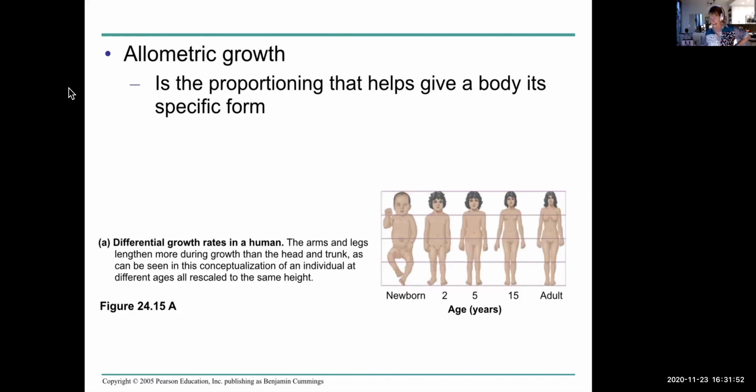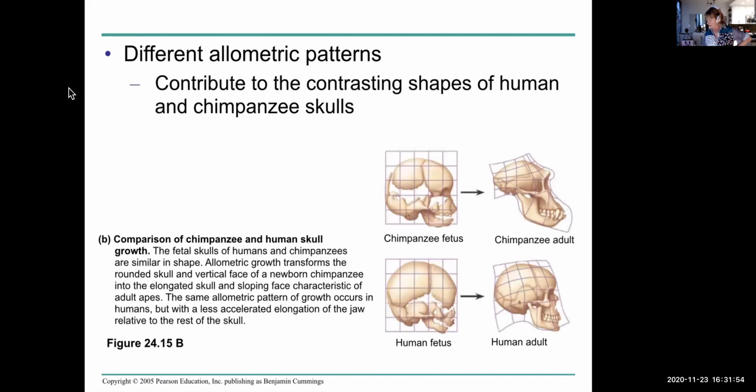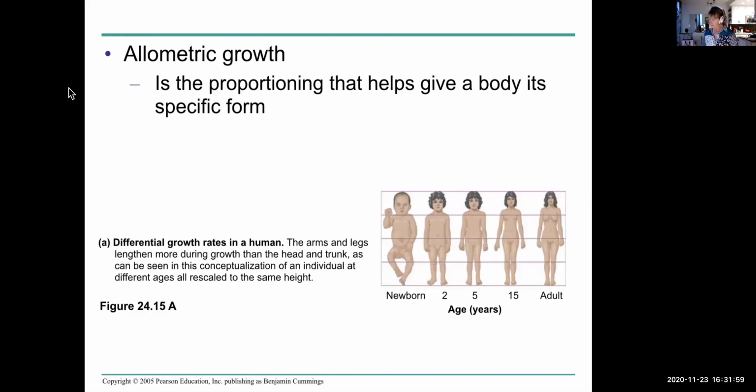So this is allometric growth in humans. Wait, where's my heterochrony? Okay, well, let's look at humans. Different growth rates in humans. It's called allometric growth, proportioning of body parts. So a newborn baby, for example, its head is a quarter of the size of its body, and when development occurs, eventually it becomes about 1/10 the size of the body. So the proportions have changed in development.